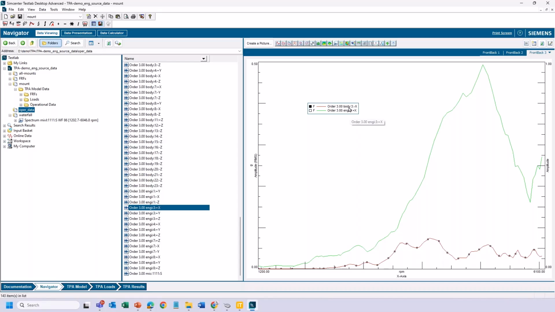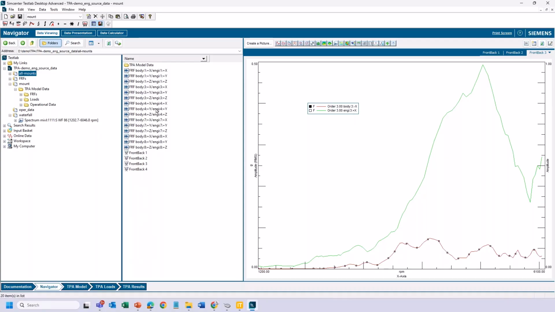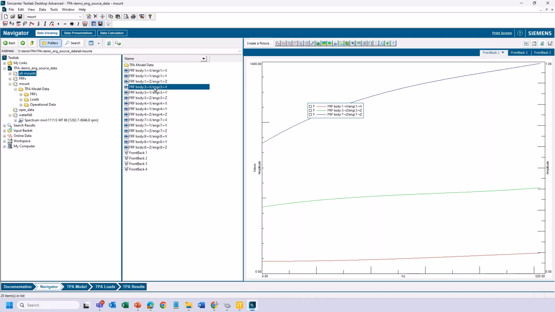And notice, again, the naming is important: body 3, engine 3. If I go back to my mount data here, these were the X directions. There is a mount here, body 3 to engine 3, and this is the mount that connects them. And you know how I know it's what connects them? Because it's the same names. Again, key if you're using this software, you better have the same names.